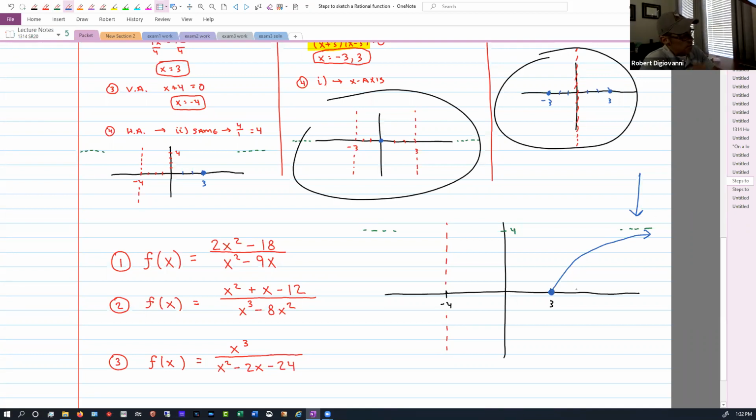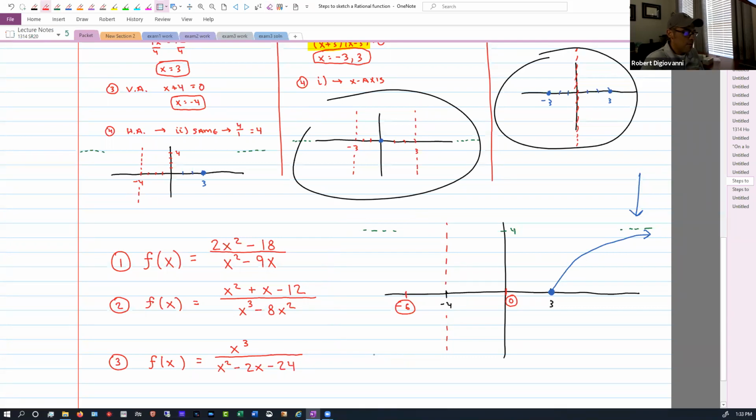Now, this is where test points come into play. The more test points you have, the more accurate your drawing is going to be. Right now, I don't know what's happening in this region right here. So what I could do is test a point, any point that I want. A good point in here would probably be 0. If I plug 0 in, it's going to tell me where I am. I could also pick a test point over here, like maybe -6, and that'll tell me what's happening in this region. Do you see what I'm doing?